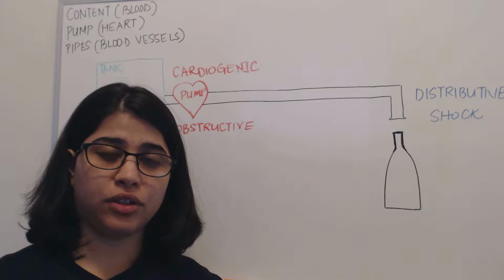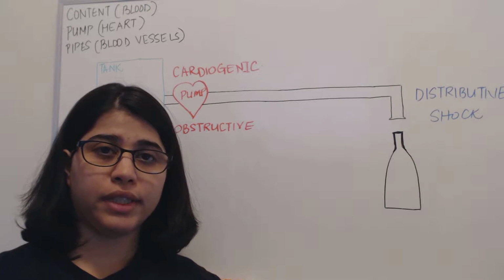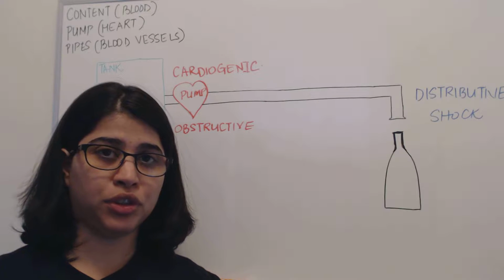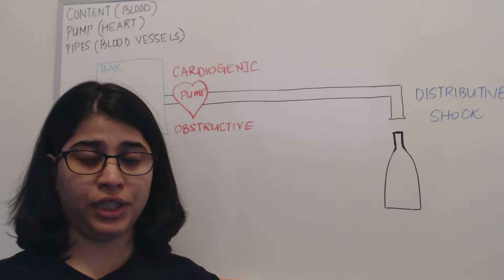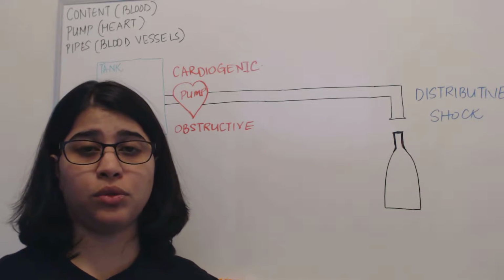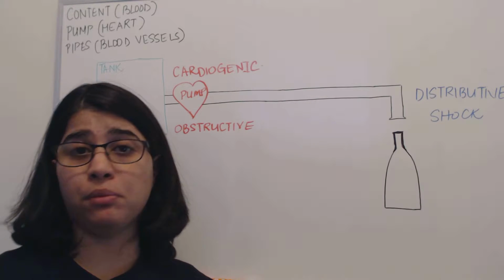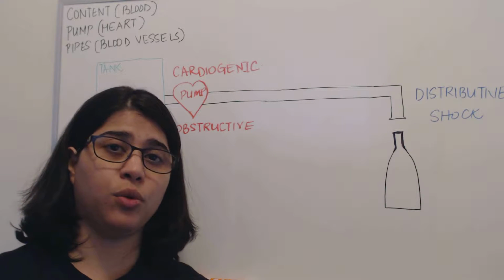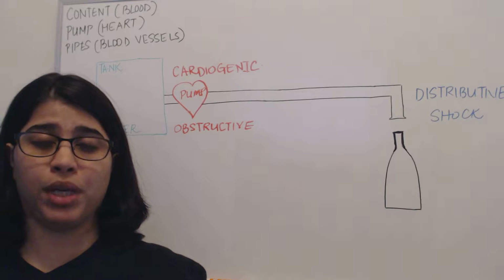Hello and welcome to the section on types of shock. We've already studied in the pathophysiology of perfusion the triangle of perfusion, which has three components. The first one is the content, which is the blood. Second one is the pump, which is the heart. And the third one is the pipes, which are the blood vessels.